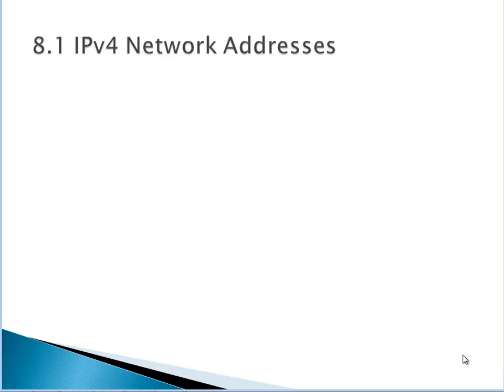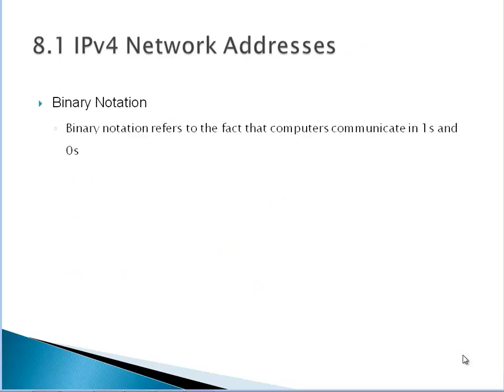Part 1, IP addressing. First of all is binary notation. Binary notation refers to the fact that computers communicate in ones and zeros. All the communication between computers or network devices happens in zeros and ones. Binary notation doesn't have the number 2. It's all zeros and ones. We just use different combinations of zeros and ones to display a letter, character, IP address, anything, any information that we want to represent in the computer world, we do it with zeros and ones.